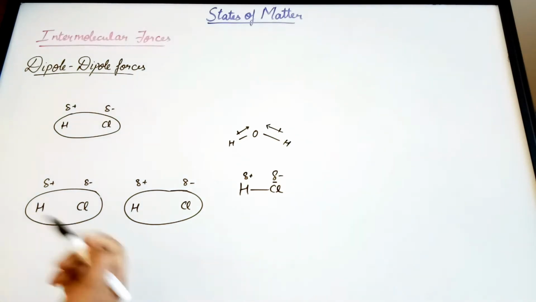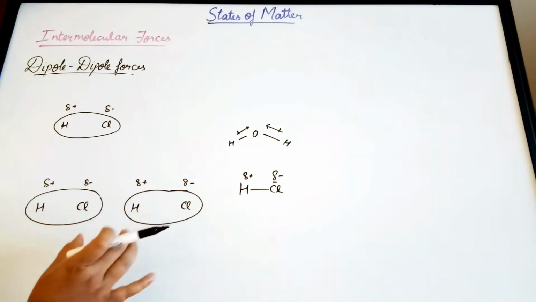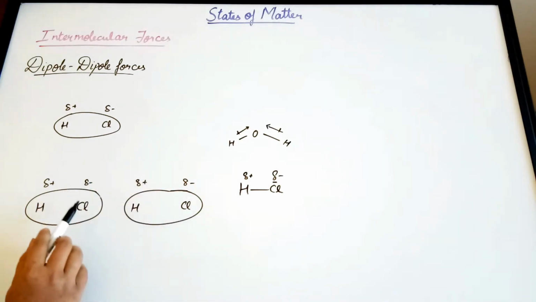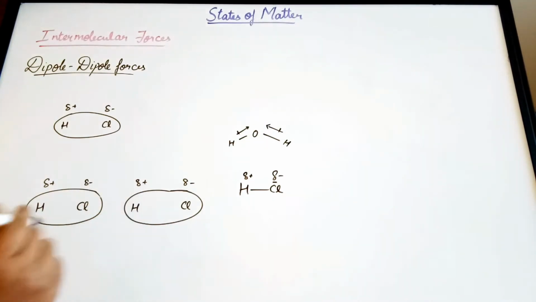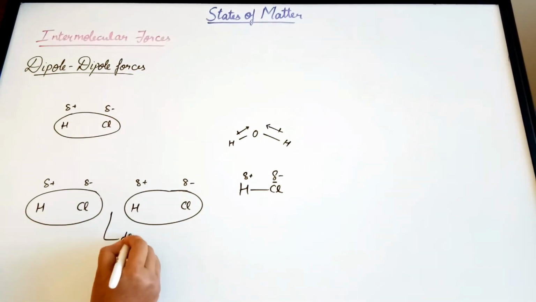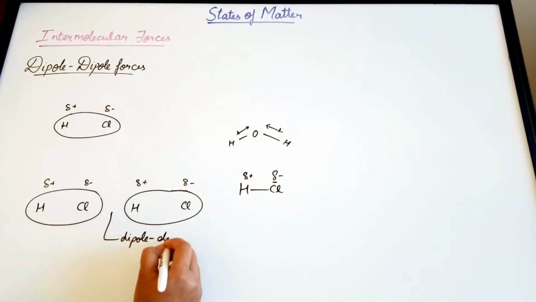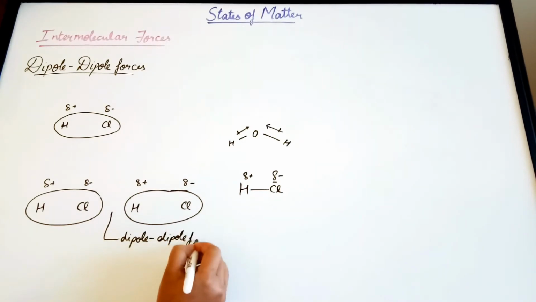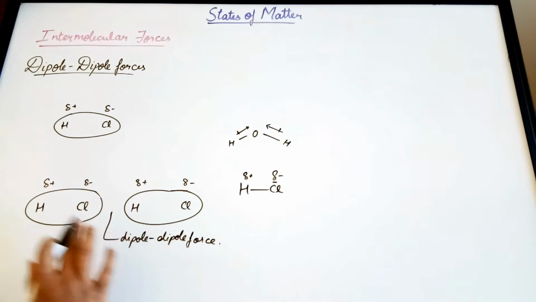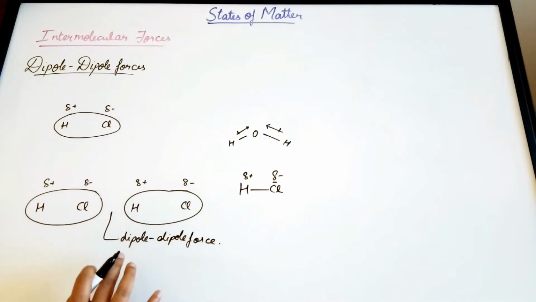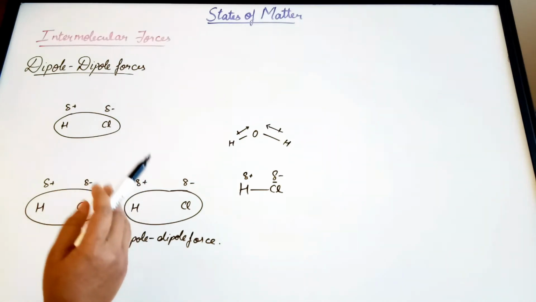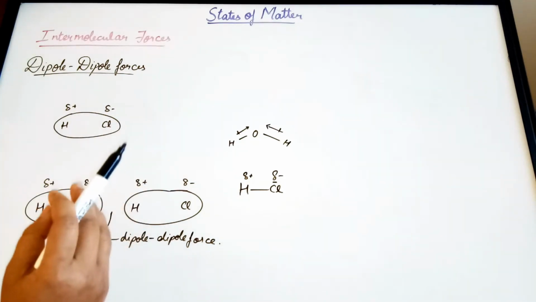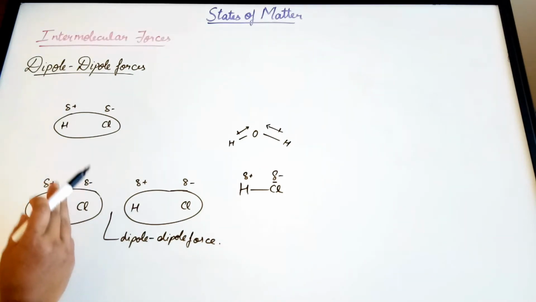So now, when two molecules of HCl come close together, they will orient themselves in such a way that the partial negative charge of the chlorine and the partial positive charge of the hydrogen are close together. And this leads to the formation of the dipole-dipole force. So this is the dipole-dipole interaction between two HCl molecules. Now this is mainly due to the interaction between oppositely partially charged parts of the molecule.